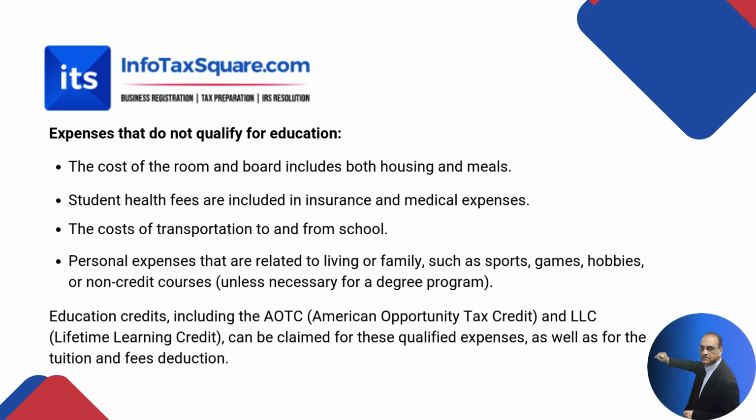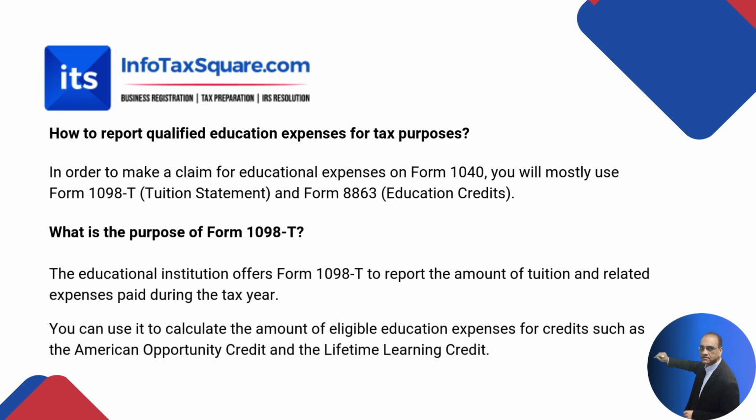Now we are going to discuss what is the purpose of 1098-T and what is the purpose of 8863, because both are used in order to claim the AOTC and Lifetime Learning Credit. AOTC stands for American Opportunity Tax Credit. So what is the purpose, or how to report qualified education expenses for tax purposes? In order to make a claim for educational expenses on Form 1040, you will mostly use Form 1098-T and 8863.